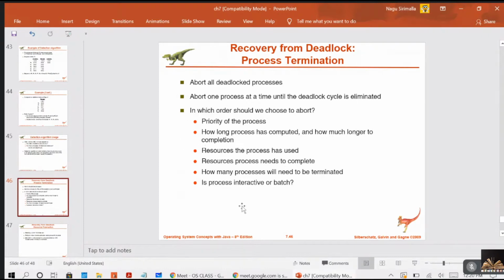So how you abort these processes is, you will have some order here, right? Based on the priority of the process, how long the process has computed and how much longer to completion, resources the process has used, resources the process needs to complete, how many processes will need to be terminated, whether the process is interactive or batch, and whether that process depends on another process or not. These conditions you need to consider when you want to terminate a process, right?